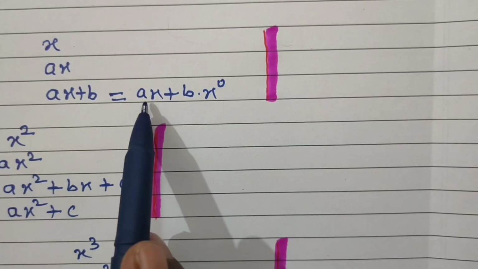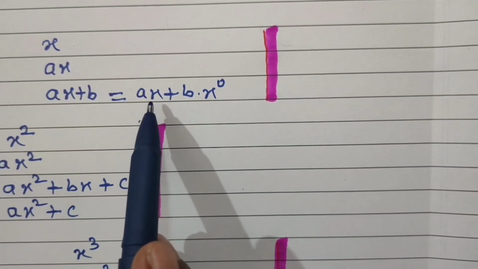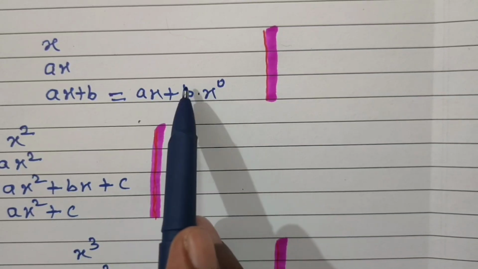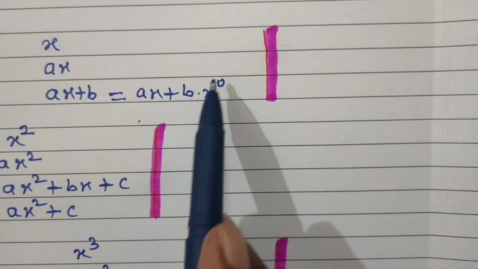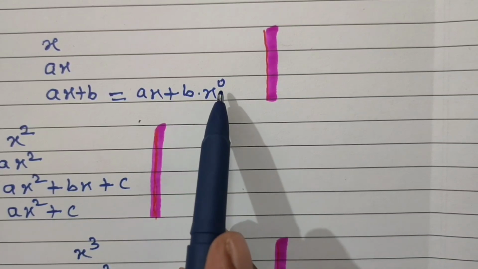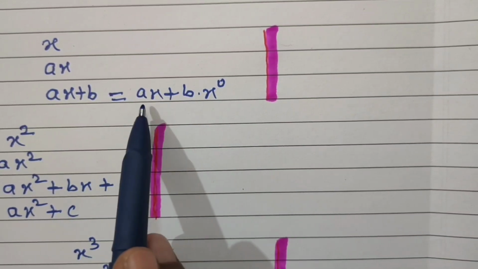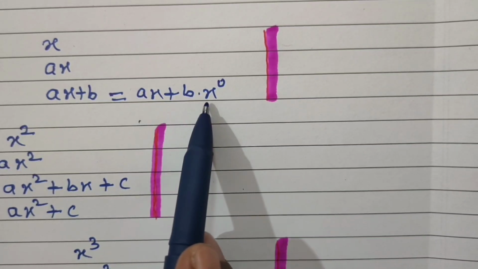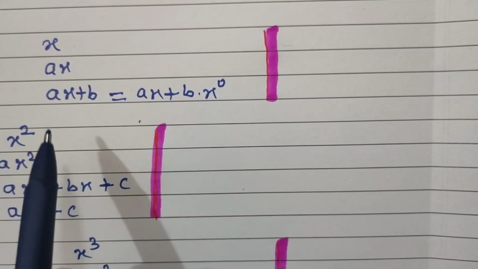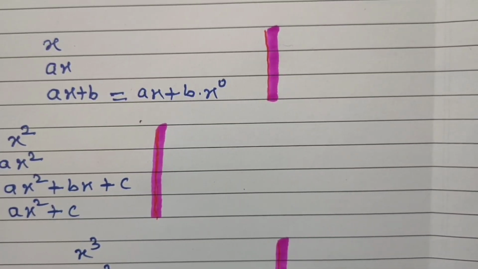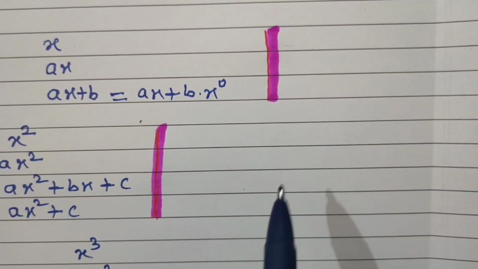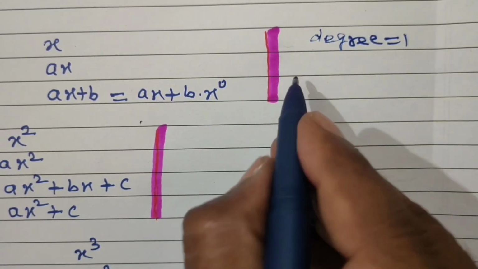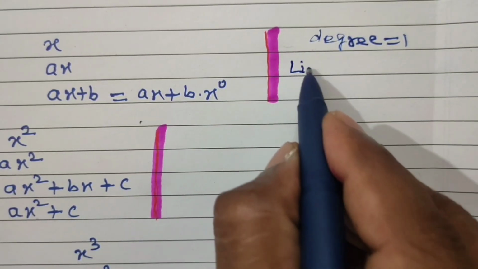And here also there are two terms. In this term power of x is 1, so degree of this term is 1, and degree of this term is 0. So 0 is less than 1. Highest power of x is appearing in this term, so degree of this polynomial is 1. And you know polynomial of degree 1 is known as linear polynomial. So here degree is 1 and this polynomial is known as linear polynomial.